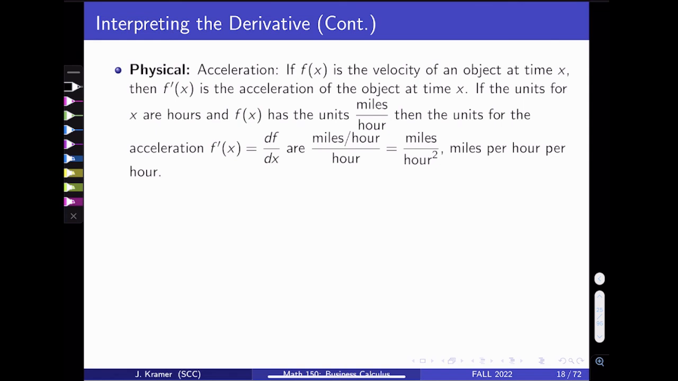Another physical interpretation would be acceleration. If f of x is the velocity in this case of an object at time x, then f prime of x is the acceleration of the object at time x. If the units for x are hours, but f of x has the units miles per hour, then the units for acceleration are miles per hour per hour, or miles per hour squared.